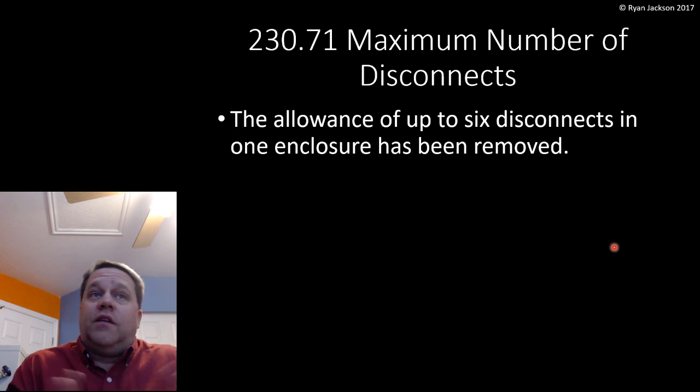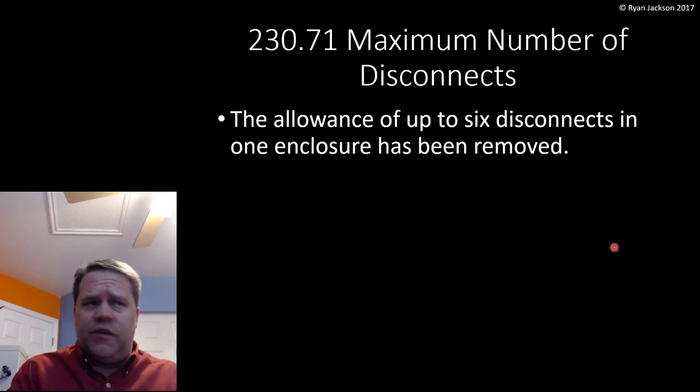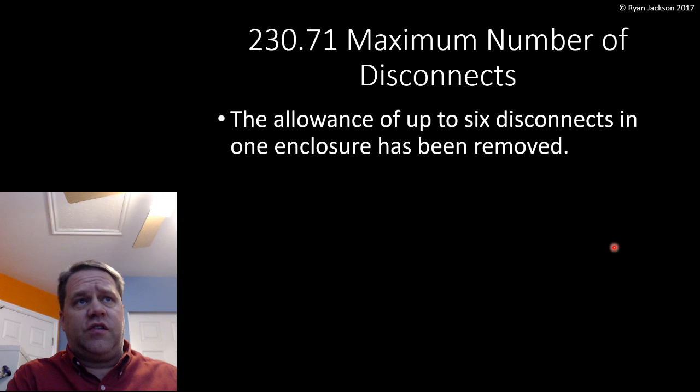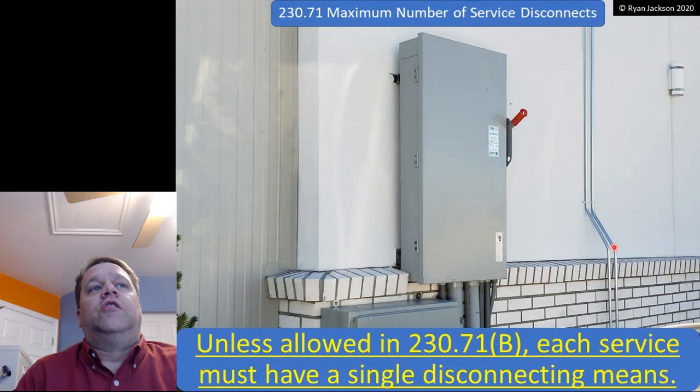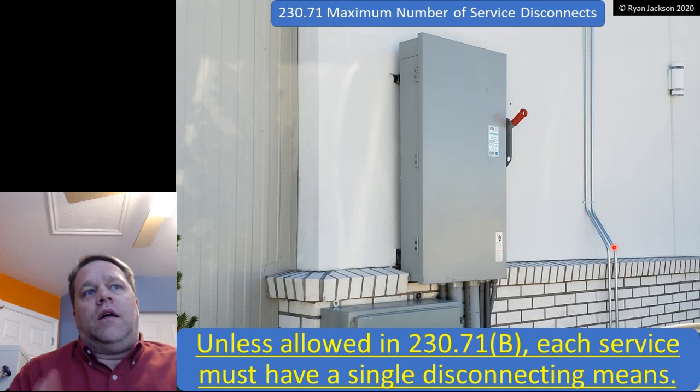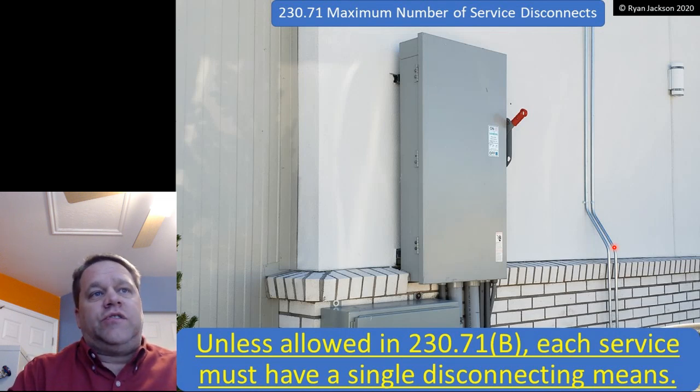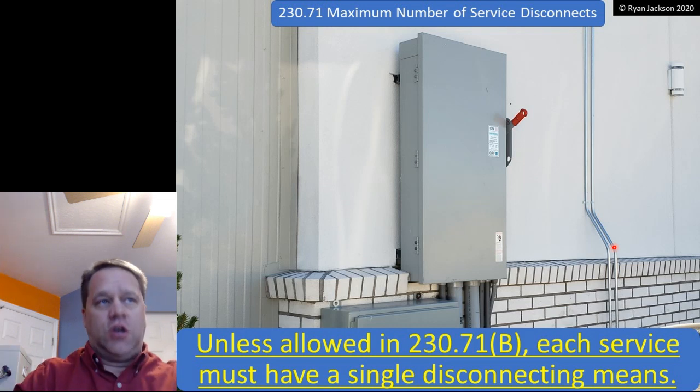And by the way, this is not just for residential. The surge protector device thing, that was just residential. This is not. This applies to commercial as well. So here's what it says. Unless allowed in 230.71(B), each service must have one disconnect. That's it. No more than one. Walk up to the building, one switch, shuts it off. That's a big change.